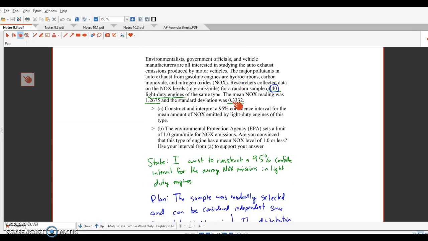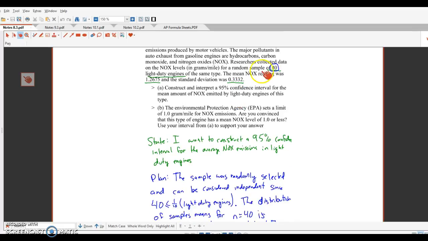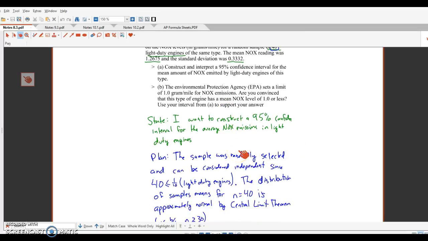Okay, so here's an example. You have environmentalists and others interested in pollutants, specifically nitrogen oxides. Researchers gather the NOx levels for a random sample of 40 light-duty engines. We get an average NOx reading of 1.2675 and a standard deviation of 0.3332. Construct a 95% confidence interval. Now, anytime you see that, even if it doesn't say use all four steps, you do need to do state, plan, do, conclude to get full credit. So I want to construct a 95% confidence interval for the average NOx emissions in light-duty engines. Be as specific as you can.